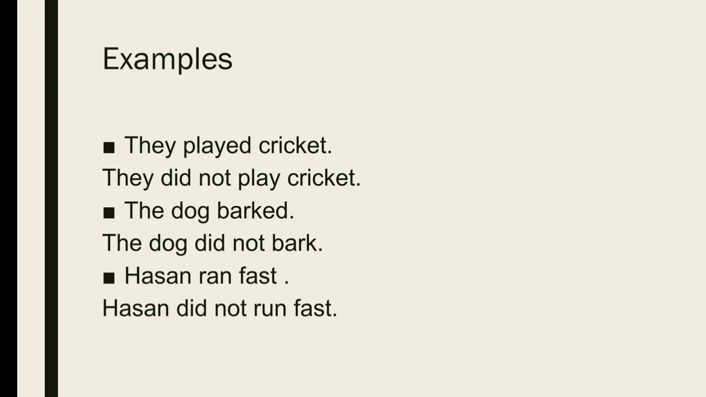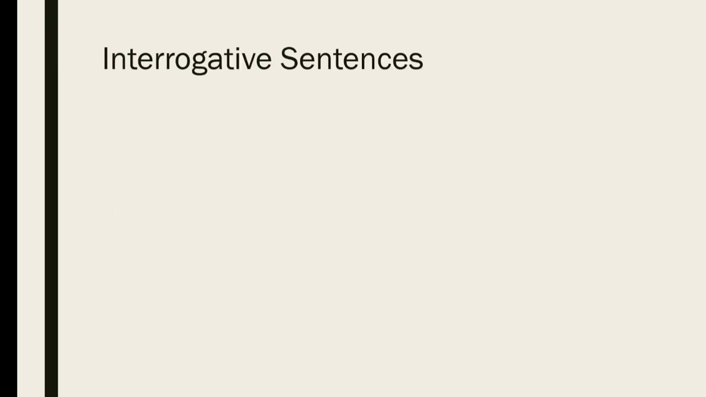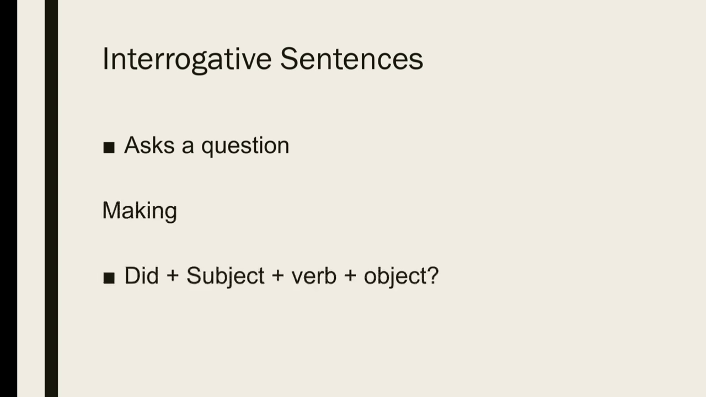Let's move to interrogative sentences. What are interrogative sentences? Those in which we ask a question. A sentence which is a question is known as an interrogative sentence. The structure is did plus subject plus verb plus object. With did, which form of verb do we use? First form of verb. Because did is already the second form of verb of do or does.